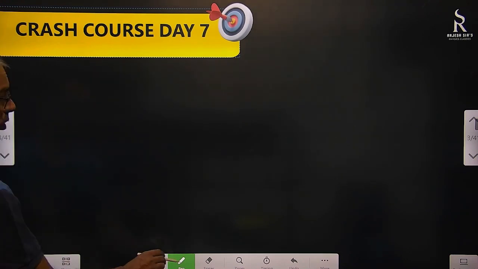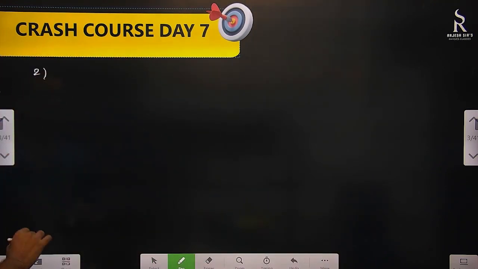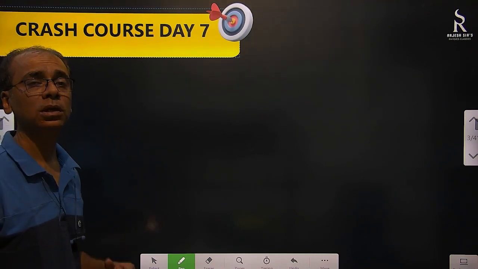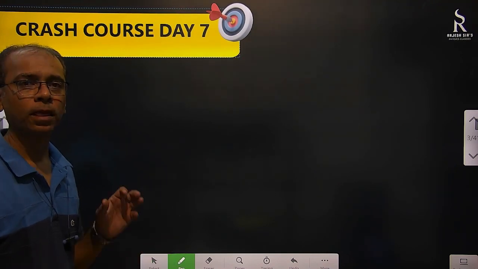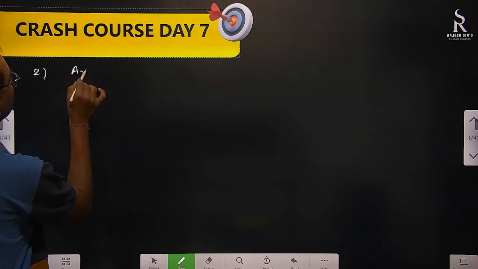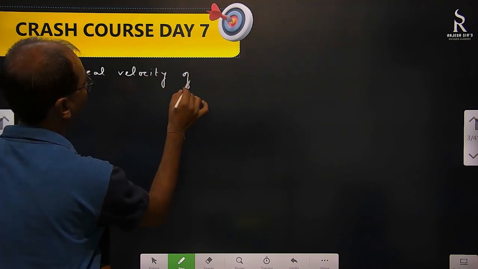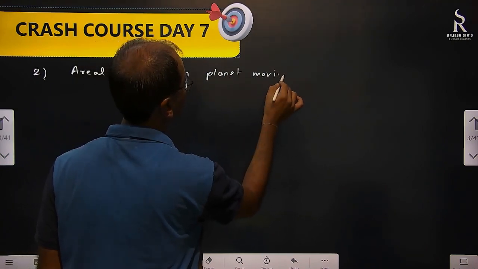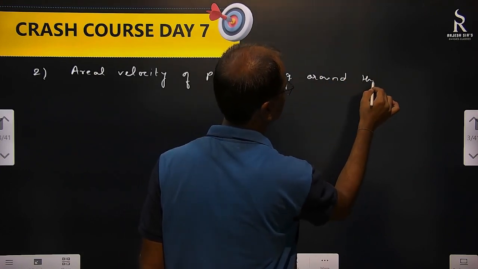Then what is the second law? The second law says that the areal velocity of the planet is constant. Areal velocity means the area swept by the planet per unit time. So the areal velocity of the planet moving around the sun is constant.